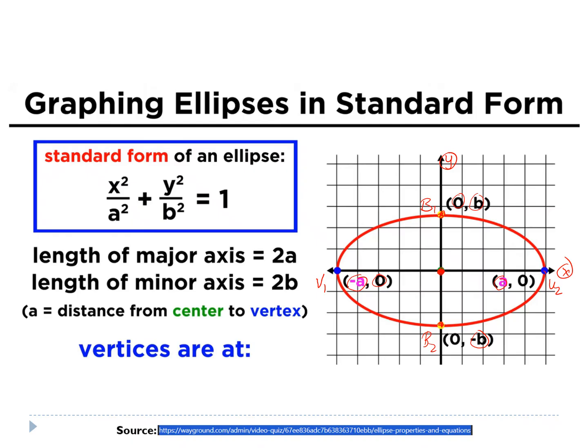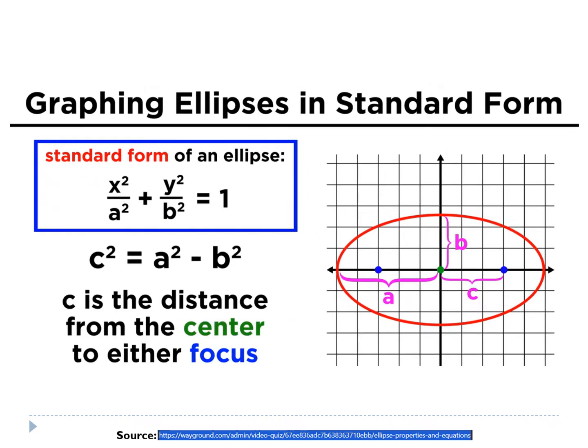Of course, the center has the coordinates 0 and 0. So that is the origin. The distance from the center to any of the foci is equal to c. Okay, so this distance is equal to c, and this is similar to this one. This distance is also equal to c.